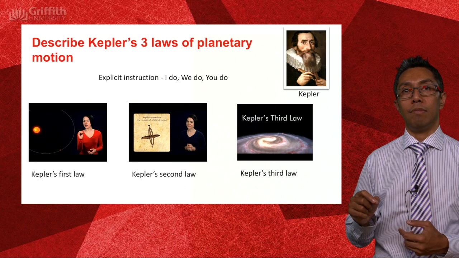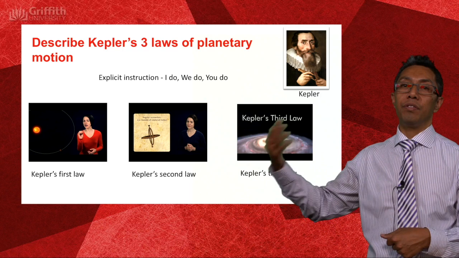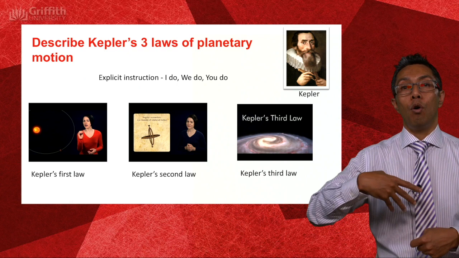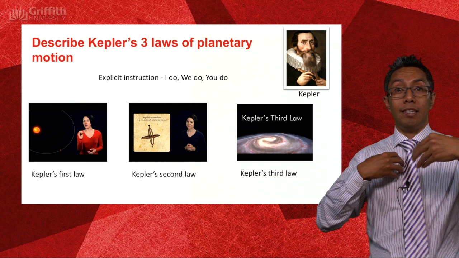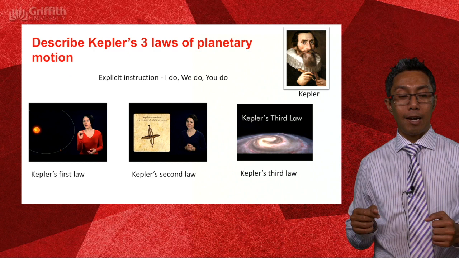I'm going to do this using the pedagogical strategy of explicit instruction. This is going to be a topic of a future video, but for now, all you need to know is that there are three main phases. I do, where I demonstrate the skill. We do, where we do the skill together. And then you do, where you demonstrate the skill independently. Now, to do this, we need to jump out of here and go into the video.